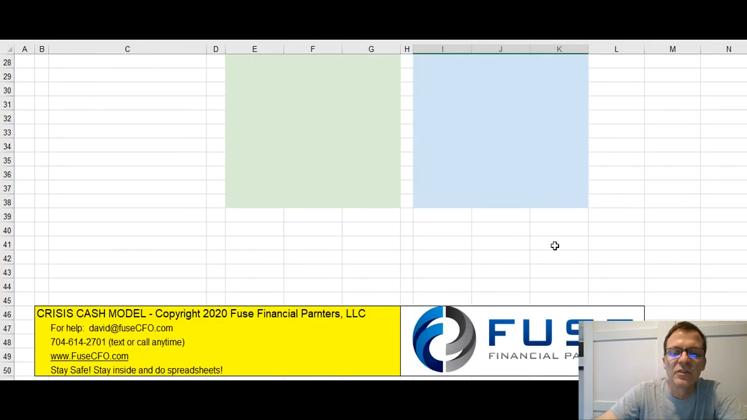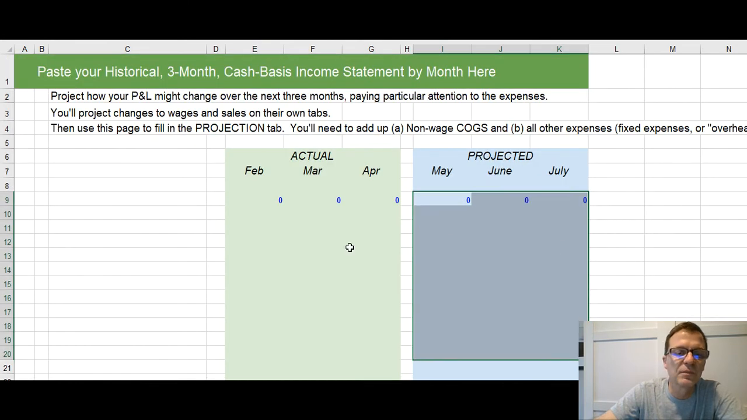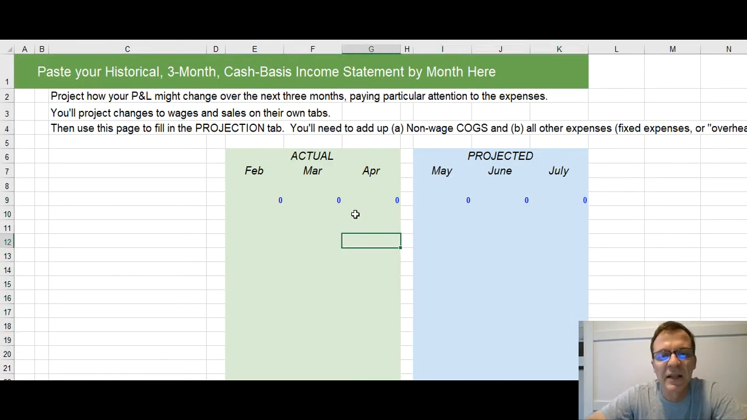Now, I'm telling you, it does not roll up anywhere. Once you've pasted this in, it's not linked to anything else.